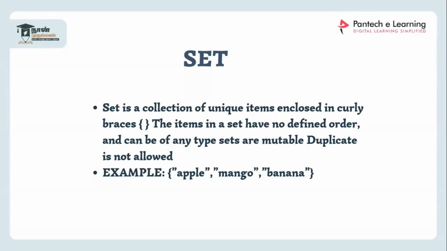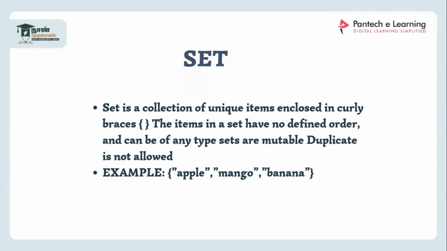List and tuple are ordered formats, which means the same order will be maintained. But a set is not like that. It prints in an unordered format. So you give a particular order, but the output will not come in the same order. The order will be changed. Also, a set is mutable and does not allow duplicates.